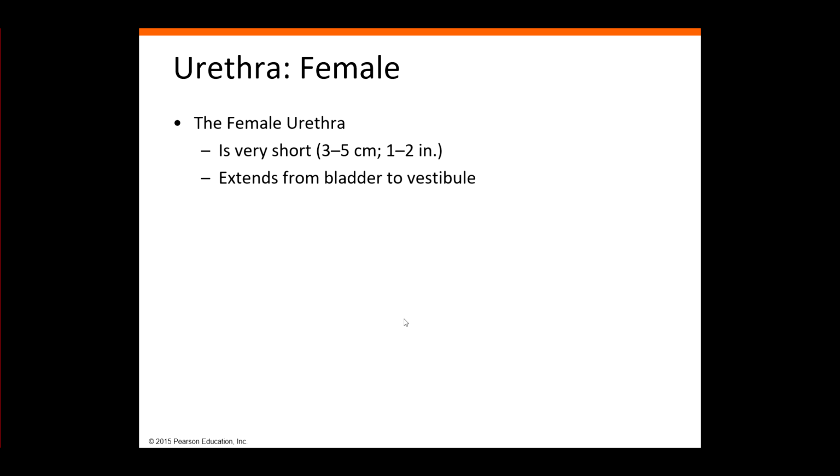Now in the female, you'll see that the urethra is much shorter. Only 1 to 2 inches, and basically it's going to extend from the bladder to the vestibule. We'll learn in a subsequent lesson that the vestibule is just the area between the labia minora. These are two folds of skin on the outside of the female, the external genitalia. Without getting into that lesson now, we're just going to say this is the area between the labia minora.